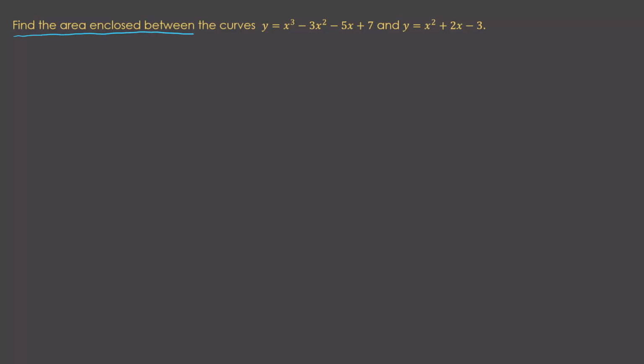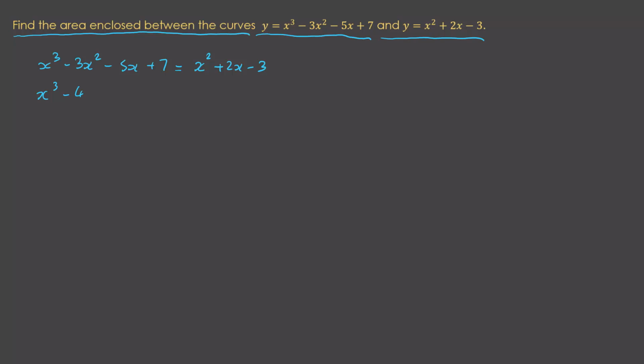Find the area enclosed between the curves y is x cubed minus 3x squared minus 5x plus 7 and y is x squared plus 2x minus 3. Now let's just imagine for the moment that you don't have a calculator available. What we want to do is find the intersections between these curves. So x cubed minus 3x squared minus 5x plus 7 is equal to x squared plus 2x minus 3.